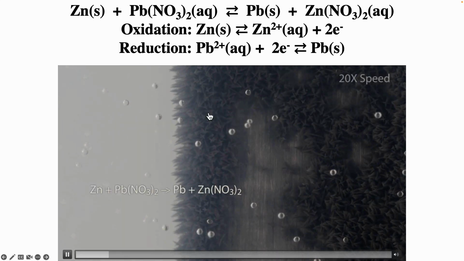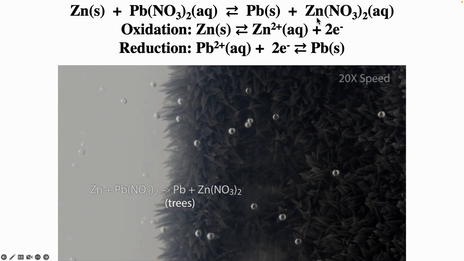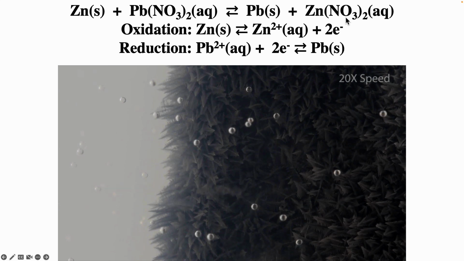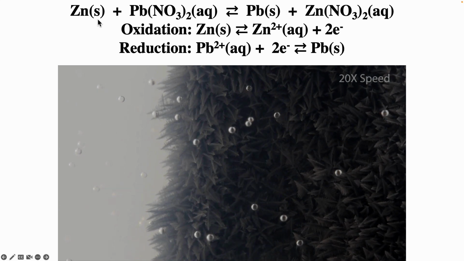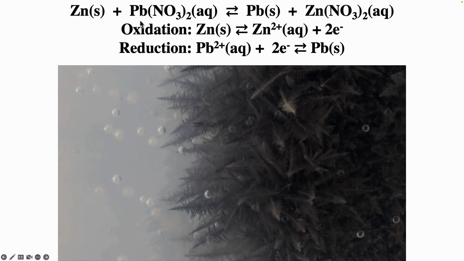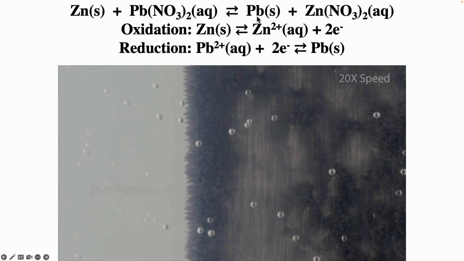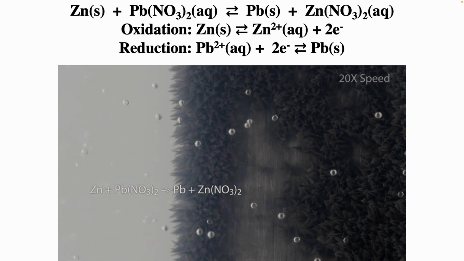We can look at another reaction. Here we have zinc plus lead nitrate solution going to lead plus zinc ions. The zinc is being oxidized. It's going from a 0 oxidation state to a +2. The lead is going from a +2 to a 0. And so the zinc is transferring electrons to the lead.